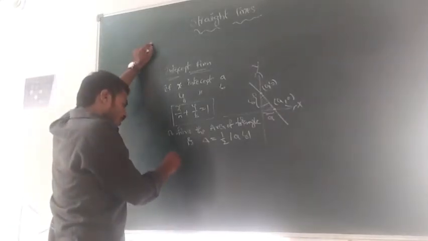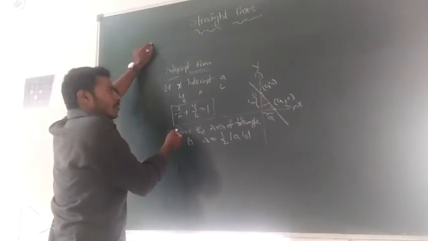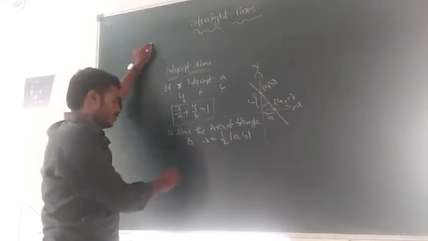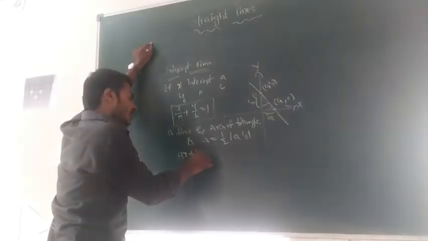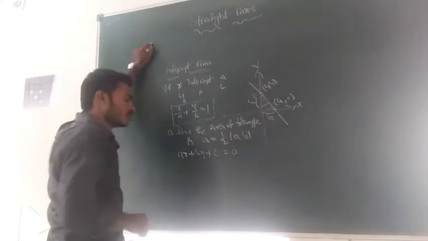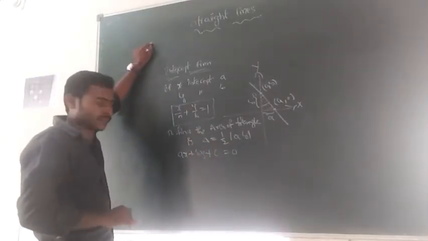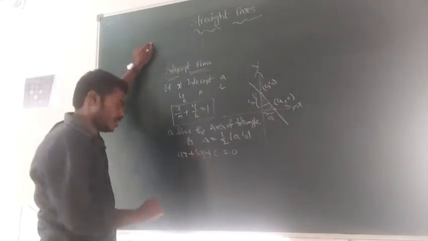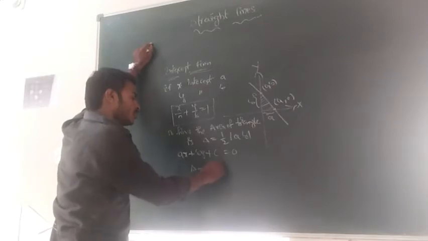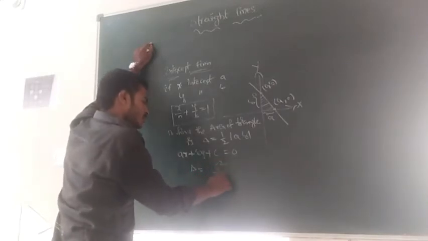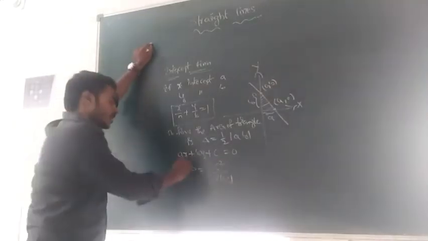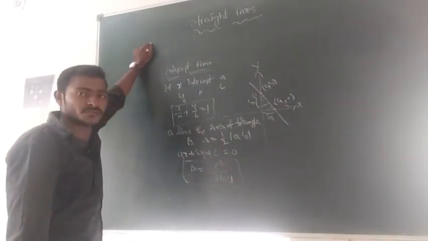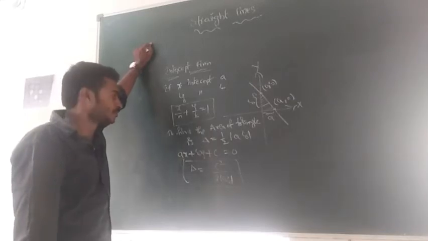Next, if the question does not ask for intercept form, and the straight line is given as ax plus by plus c equal to 0, then what is the area of the triangle? Delta equal to c square by 2 into mod AB. When the straight line is given in this form, delta equal to c square by 2 into mod AB.